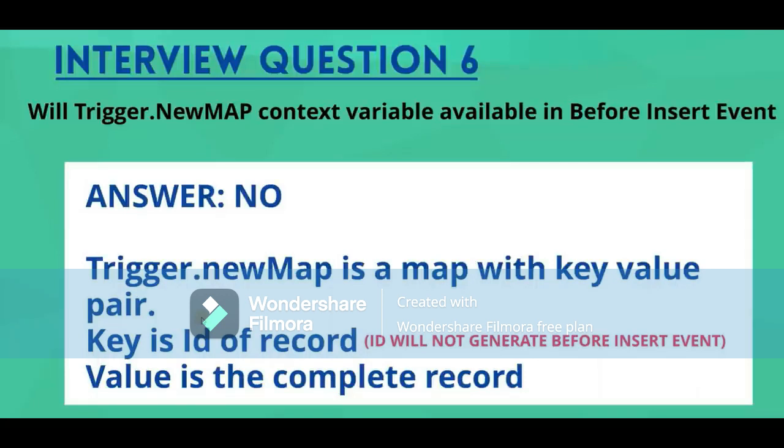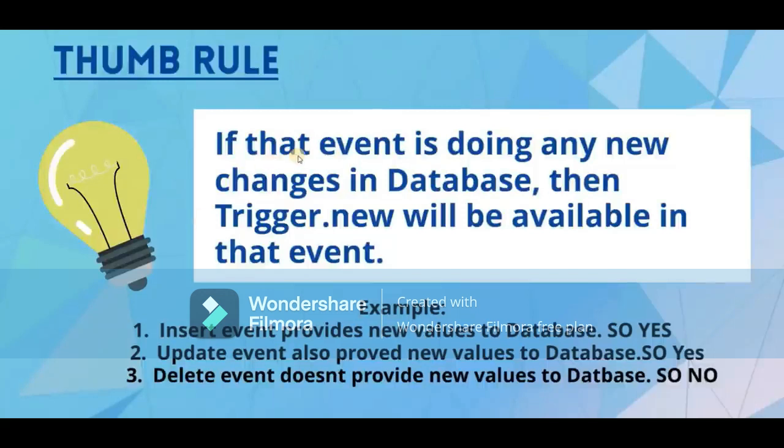Just don't get confused. You need to understand whether an ID value is there or not, because Trigger.newMap or oldMap will have ID as its key and the complete record as its value. Let's create a thumb rule here. If any event is making new changes to the database, let's say you are providing new values to the database, then Trigger.new will be available in that event with the new changes.